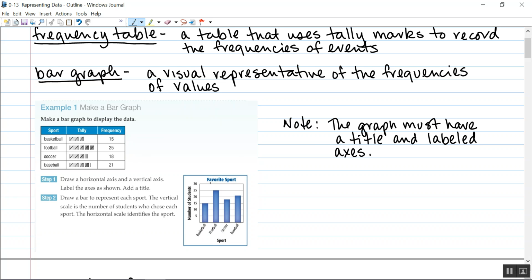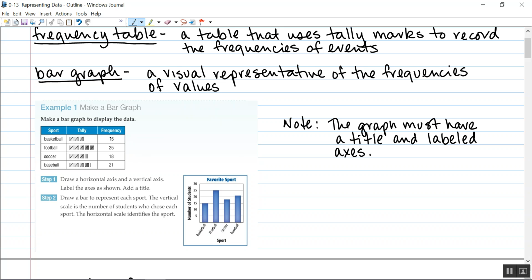Notice that it has a title, favorite sport, otherwise you wouldn't know what it was. And the axes are labeled. So on the vertical axis we have the number of students for whom this is their favorite sport, and then across the horizontal axis across the bottom here we have the name of the sport: basketball, football, soccer, or baseball.